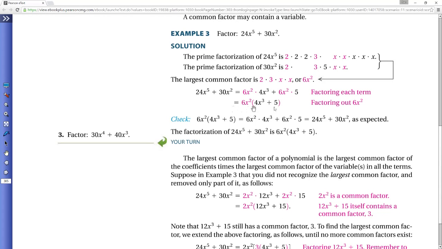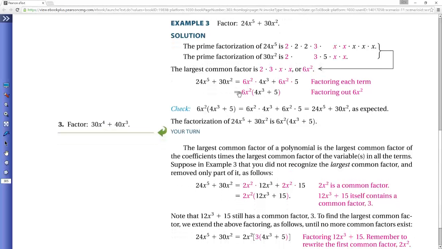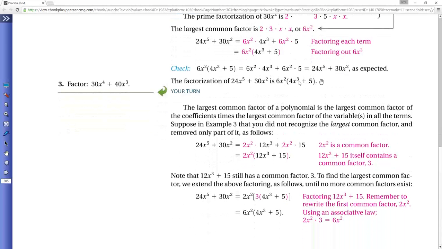Okay, so then I have this factorization of 6x squared times the quantity 4x cubed plus 5, right? Well, check that. Multiply or distribute that back out. Make sure you get the original expression that we dealt with. If you don't, then there's some kind of math error or factoring error, probably a prime factoring error, if you use this.